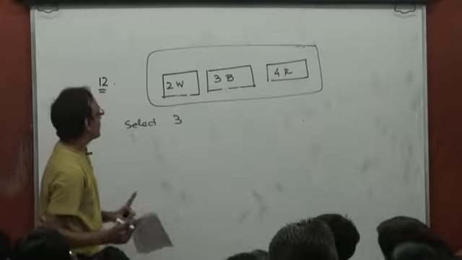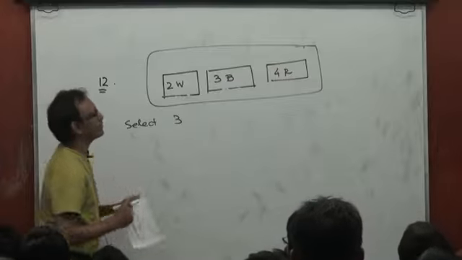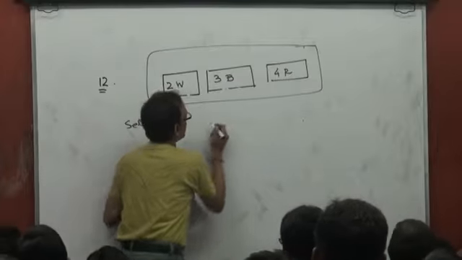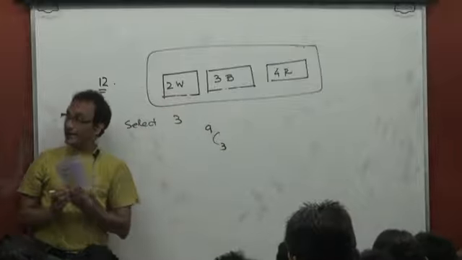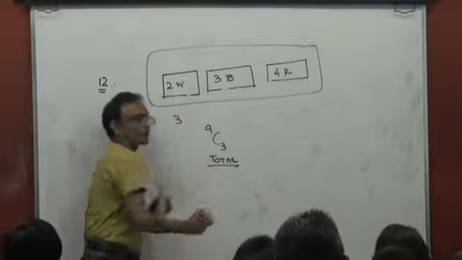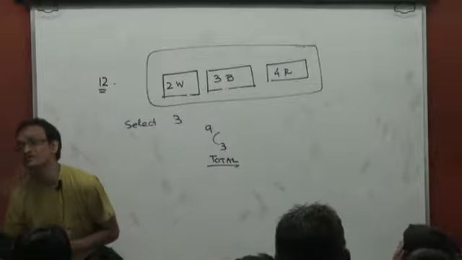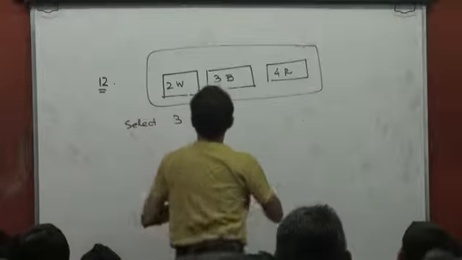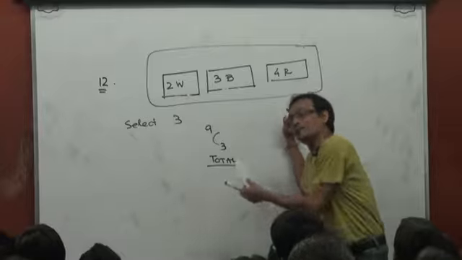First of all, in how many ways can you select 3 balls without any condition? There are 9 balls in all. 3 balls can be selected in 9C3 ways. This is the total number of ways. In how many ways can you select 3 balls such that no black ball is included?